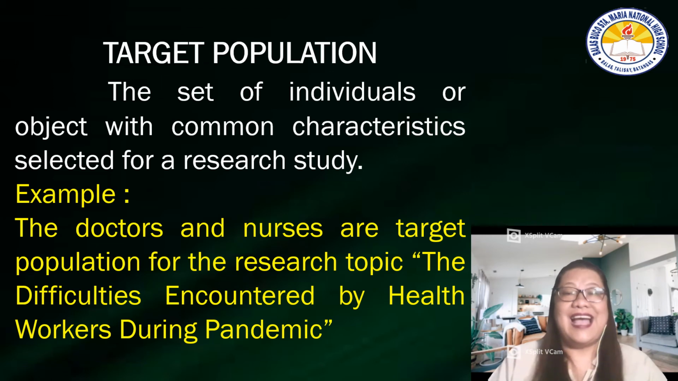Another term used in research is the target population. It is the set of individuals or objects with common characteristics selected for a research study. Let us say, for example, the doctors and nurses are target population for the research topic, the difficulties encountered by health workers during pandemic.